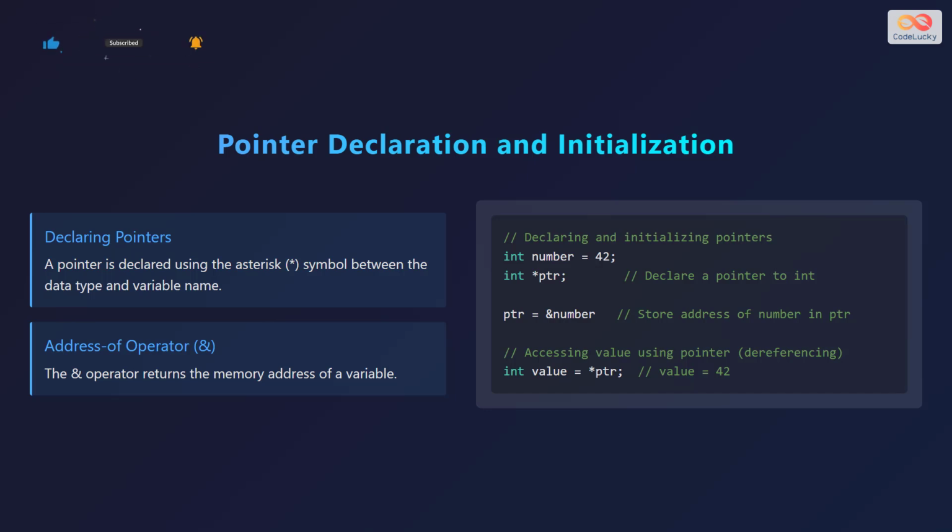Finally, to access the value stored at the memory address held by a pointer, you use the asterisk symbol again. This is called dereferencing. So, int value equals asterisk ptr will assign the value 42, which is the value stored at the address held by ptr, to the value variable.